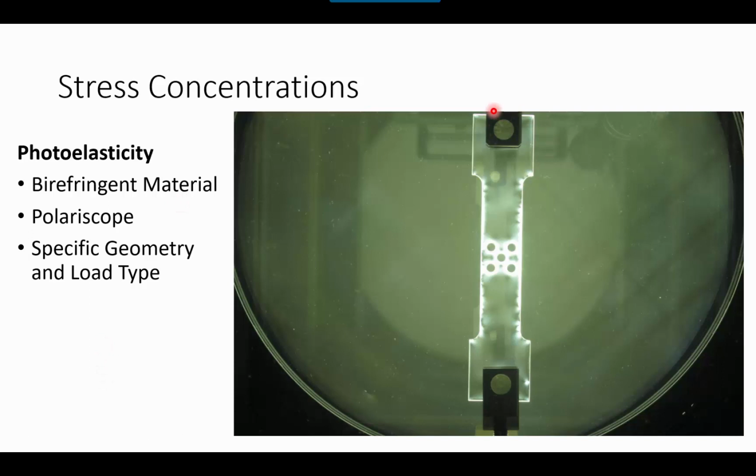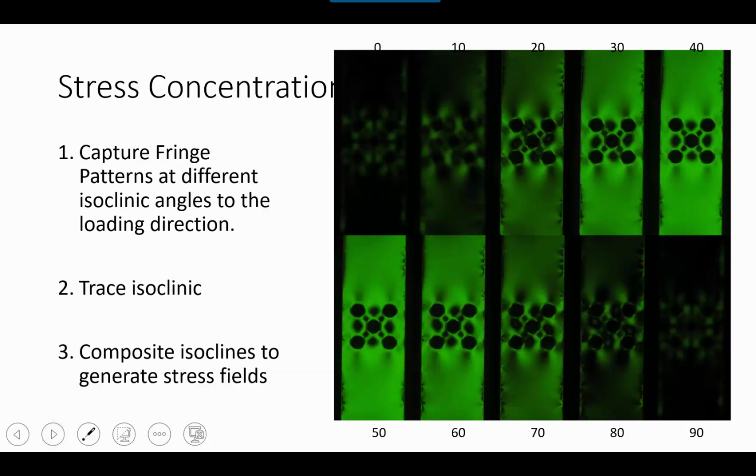Now, some of you may remember in class, this is a sample that I designed way back in the day when I was a student. So I actually did this experiment here. So what is the process? First, we will capture fringe patterns at different isoclinic angles relative to our loading direction. As we rotate the mirror within our polariscope and get to these different angles, we can capture these images.